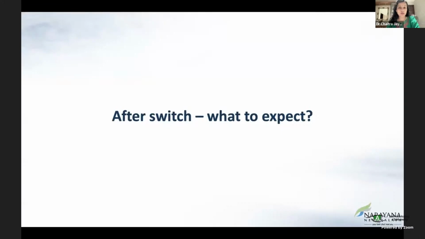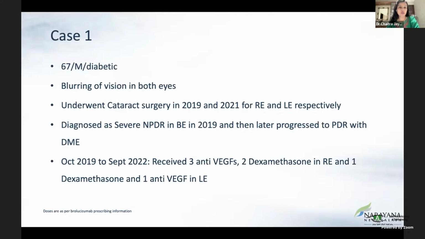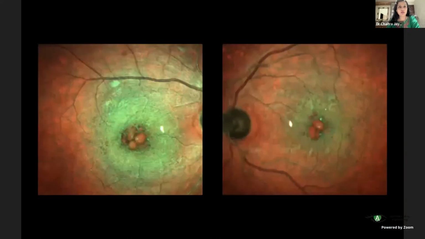And what do you do after a switch? This is one patient who had received 3 anti-VEGFs and 2 dexamethasones in the right eye, and in the left eye, 1 dexamethasone and 1 anti-VEGF. The patient was not very happy with the response. So we explained about brolucizumab, and he was keen to try.